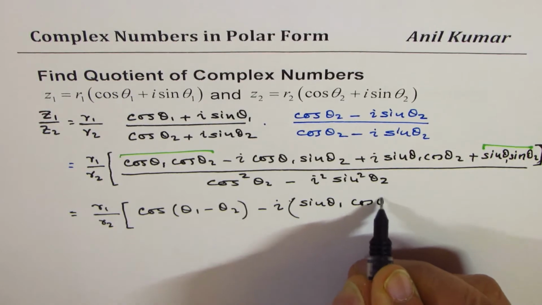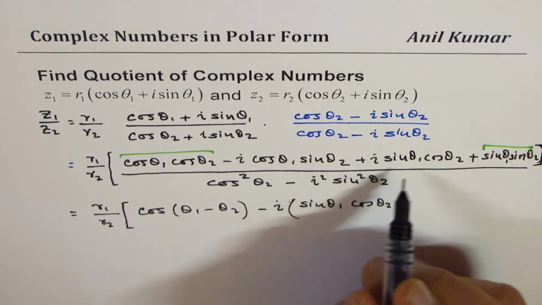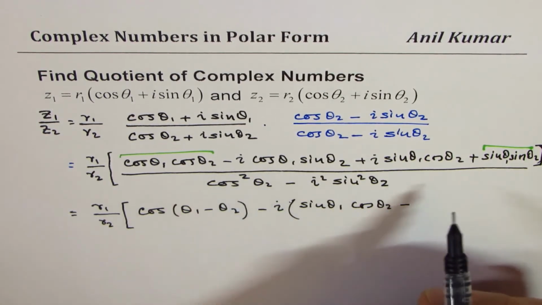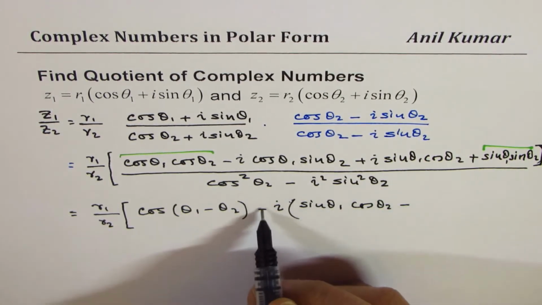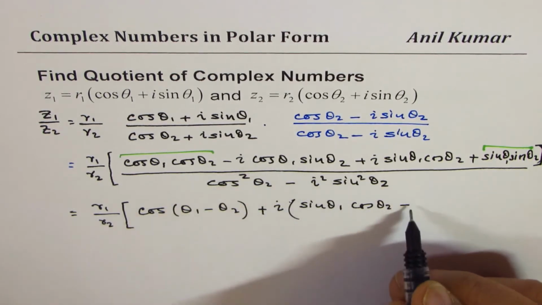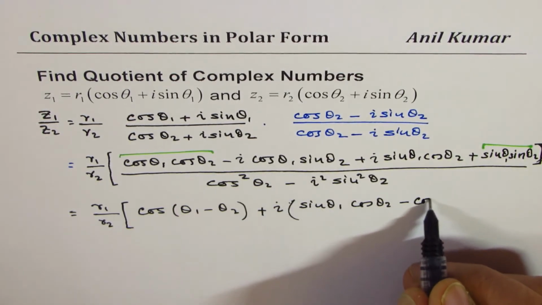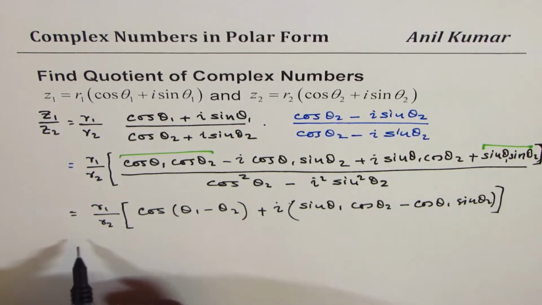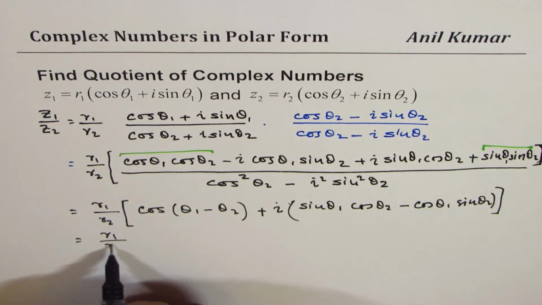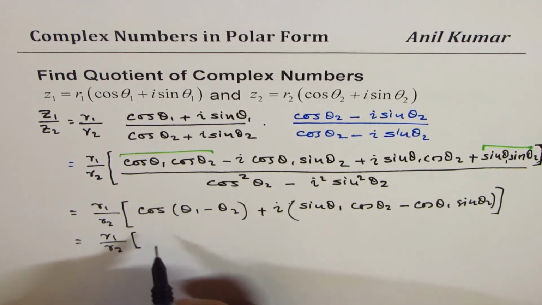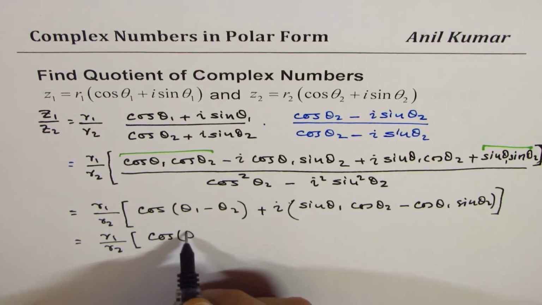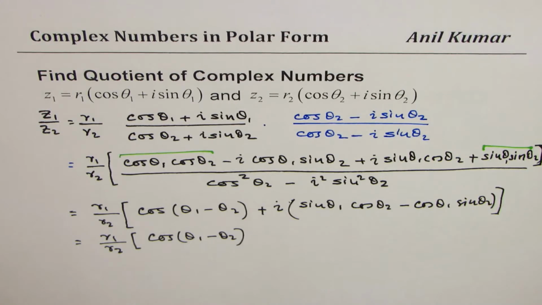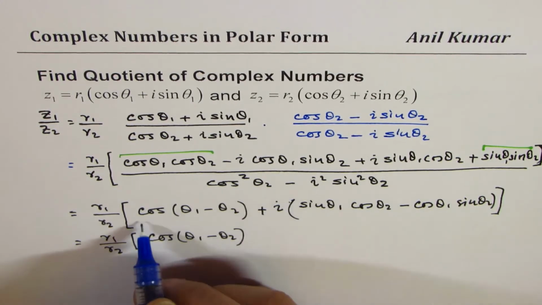sine theta 1 cos theta 2 plus, because we have taken minus common, this becomes, okay, let's keep it positive. So then in that case we get i cos theta 1 sine theta 2, and then we get r1 over r2 times the difference theta 1 minus theta 2. Well, the denominator I didn't write here. Let me write the denominator. That becomes a squared.